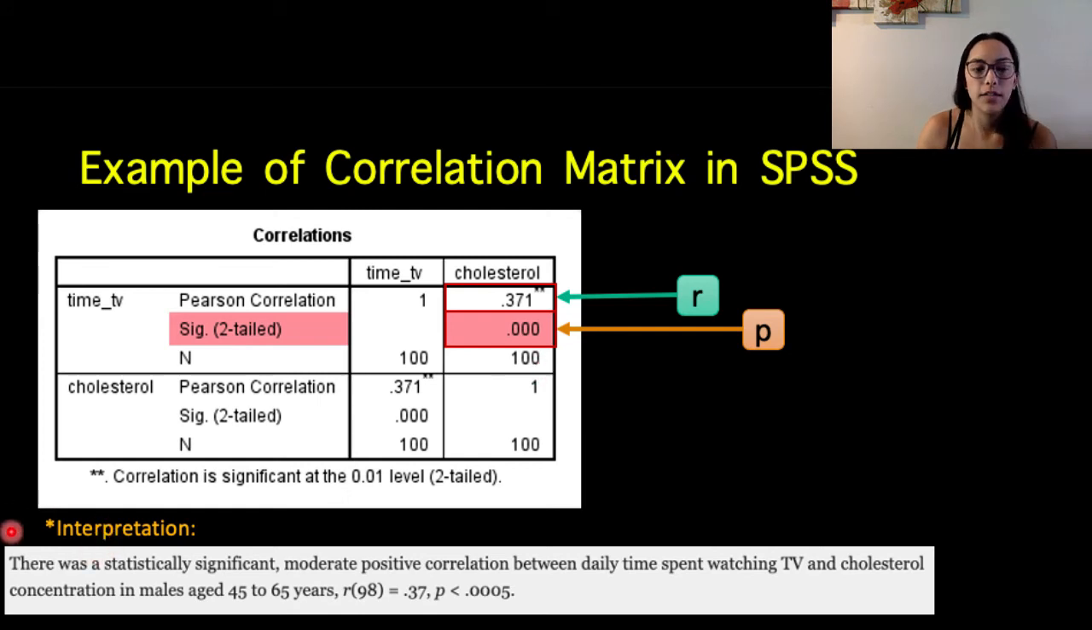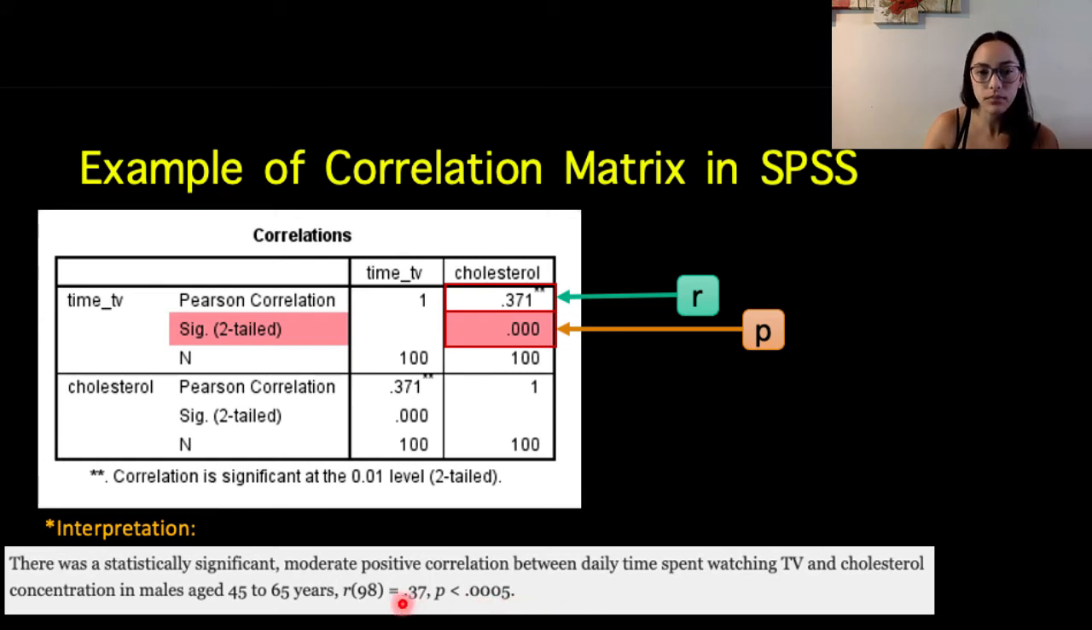The interpretation of these results, or an example of how you might write these, is because we have a p-value less than our alpha of 0.05, that's indicating we have a significant relationship. So the interpretation is that there was a statistically significant moderate positive correlation, moderate positive coming from our R value, between daily time spent watching TV and cholesterol concentration. They also included their sample size, and then this is how they reported their statistics.